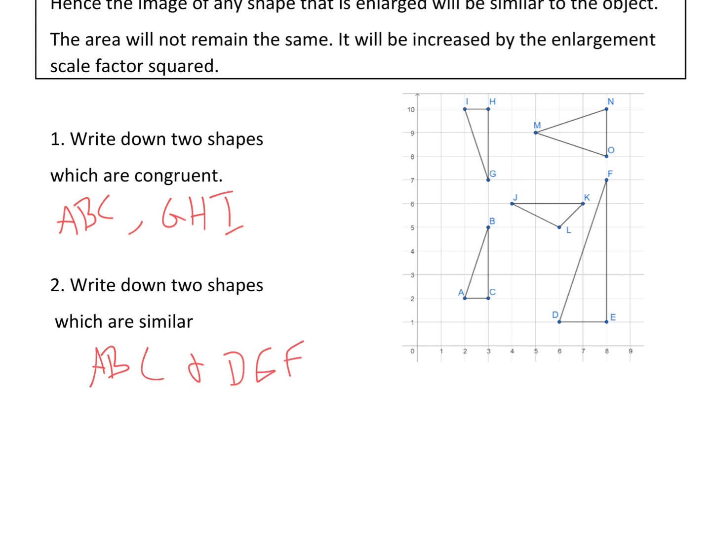These ones here are neither congruent or similar because all the angles are different relative to these ones.